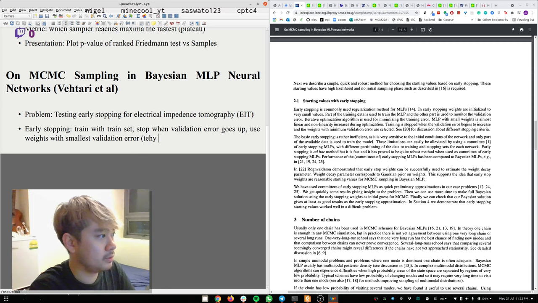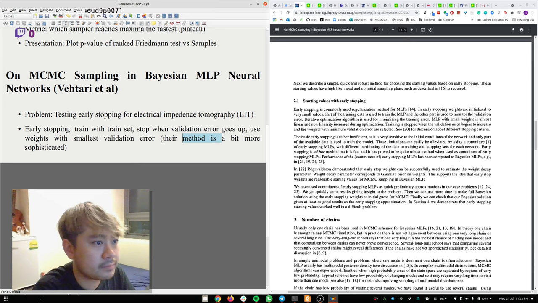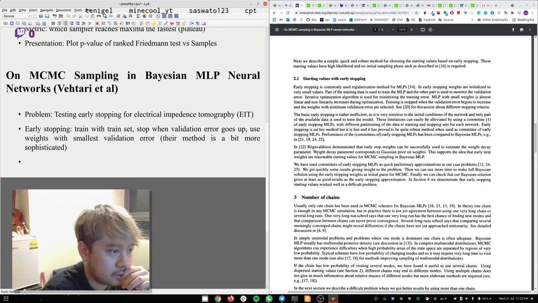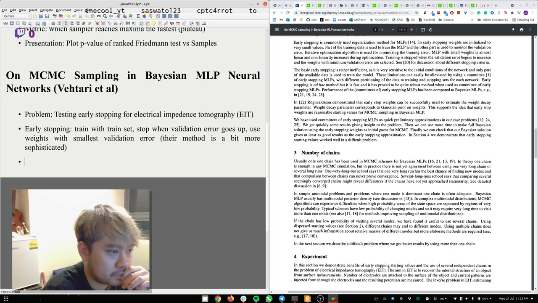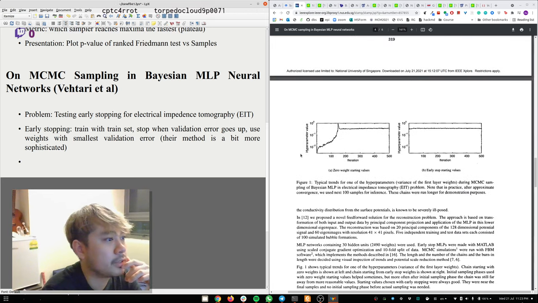Okay. It's a bit more sophisticated. The training stops when the validation error begins to increase and the weights with minimum validation error are selected. Oh, okay, I mean, it makes sense.